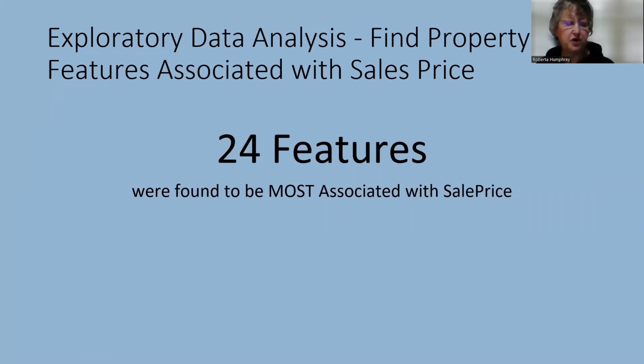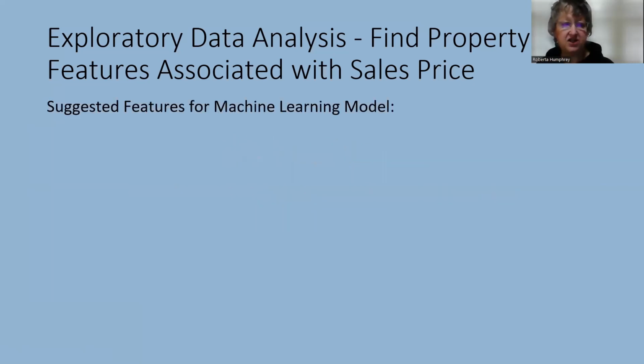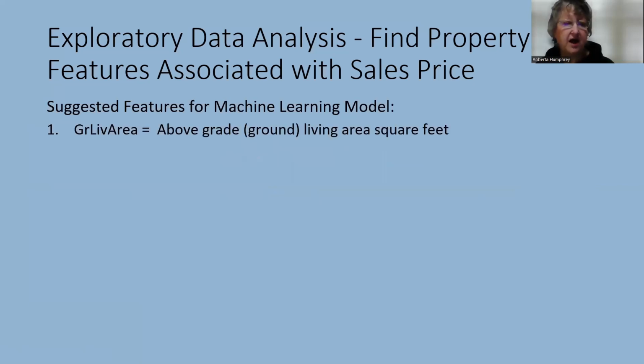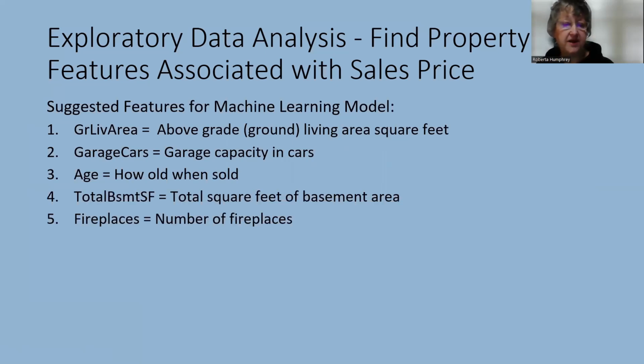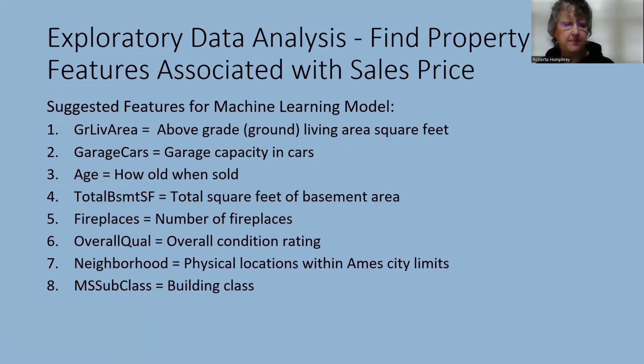In order to reduce multicollinearity in the machine learning process, we examined the intercorrelation between these 24 features. We found many were correlated. So upon further analysis, we have a suggestion of 9 features to be included in the machine learning model: above grade living square feet, garage capacity in cars, age, the total square feet of the basement area, the number of fireplaces, the overall condition rating of the dwelling, the neighborhood, the building class, and the interior finish of the garage.